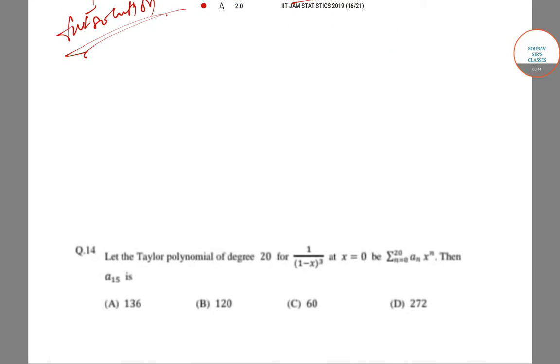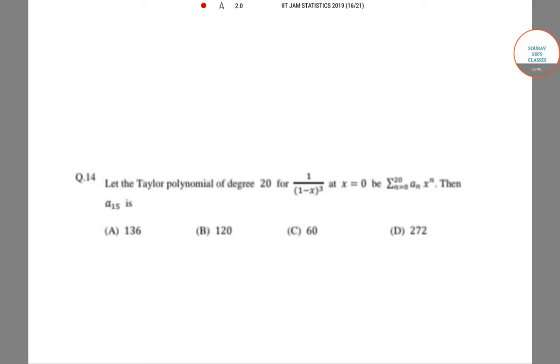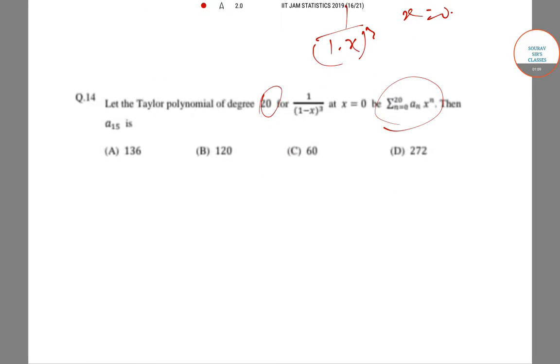So what does question number 14 go like? Let us read the question. Question number 14 is on your screen right now. Let the Taylor polynomial of degree 20 for 1 upon (1 minus x) whole cube at x equal to 0 be the summation of a_n x to the power n, from n equal to 0 to 20. Then a15 is what? This is a simple, easy question. Let us do the solution of this question.